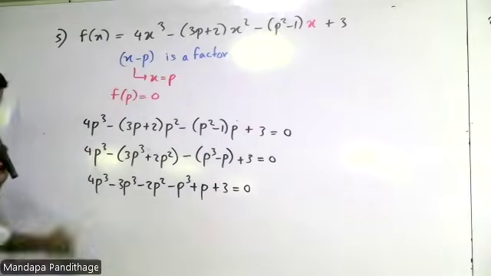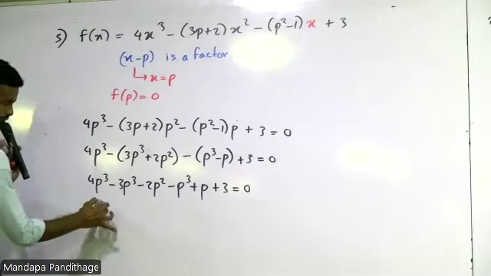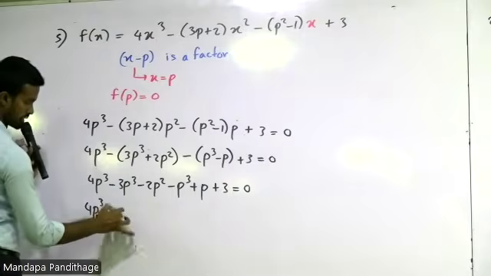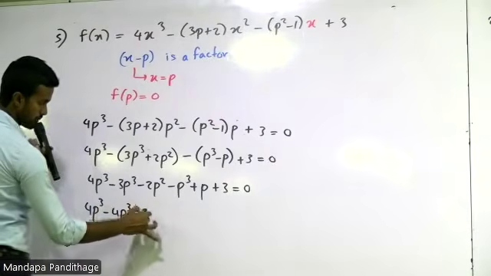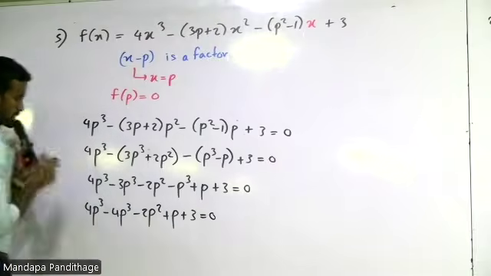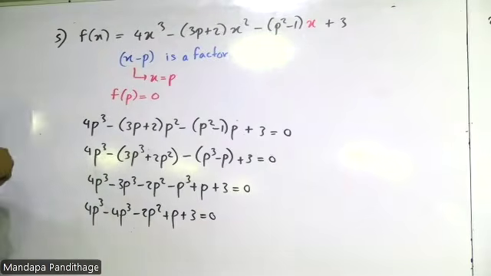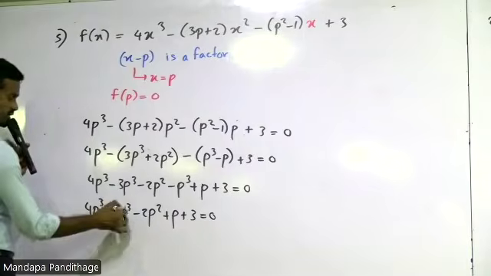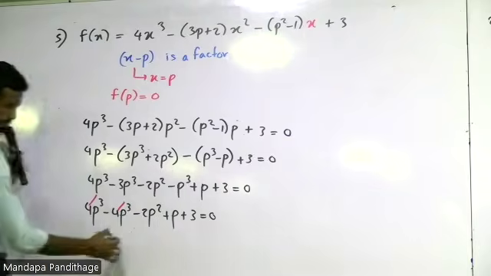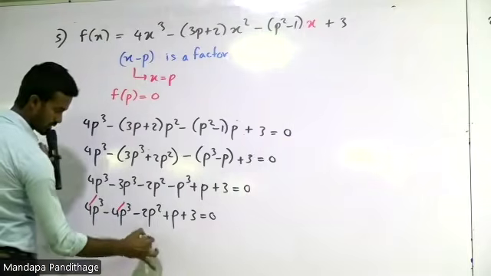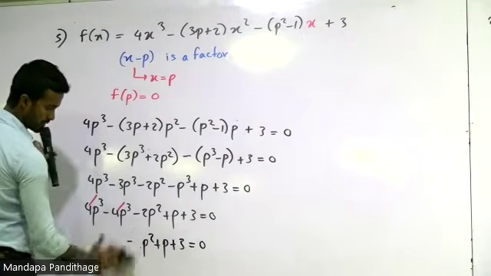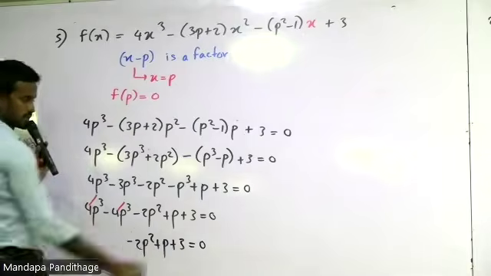Now we can see these three cancel off. No? Minus 3p cubed minus p cubed is minus 4p cubed. Minus 2p squared plus p plus 3 is equal to 0. So these two cancel off. Then you get a quadratic equation. Solving quadratic equations is something you have already done in O level. So I have minus 2p squared plus p plus 3 is equal to 0. Okay, this is a quadratic equation.